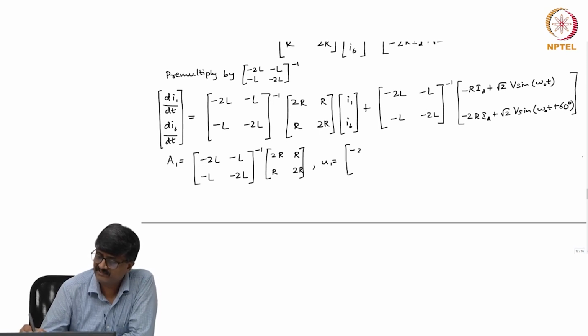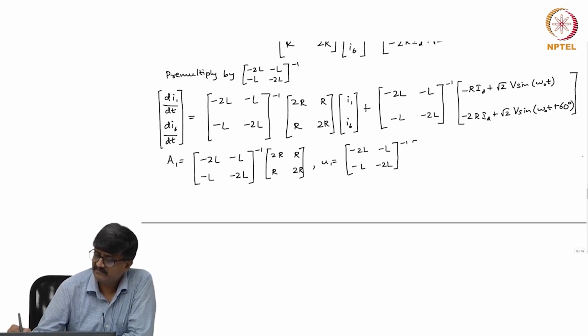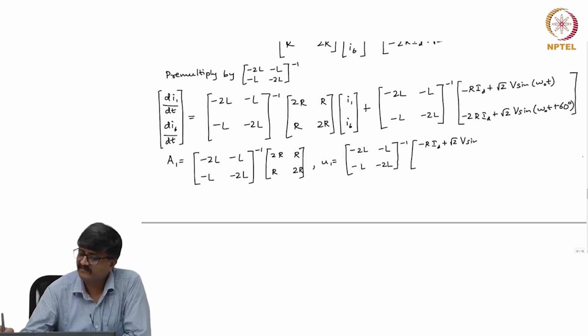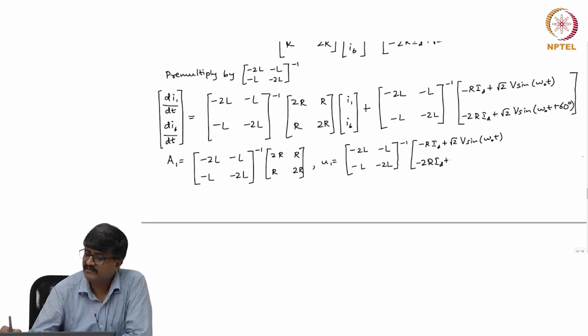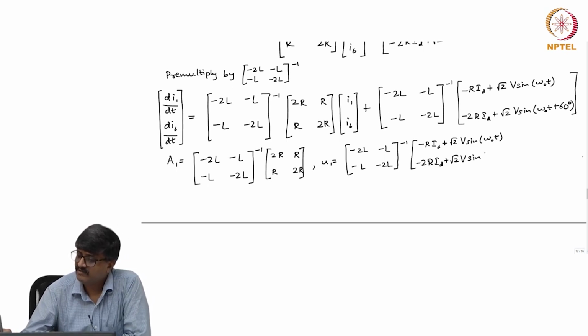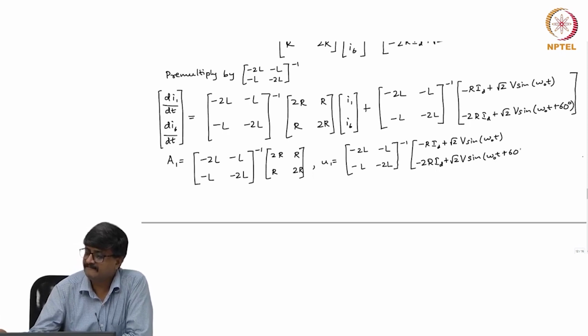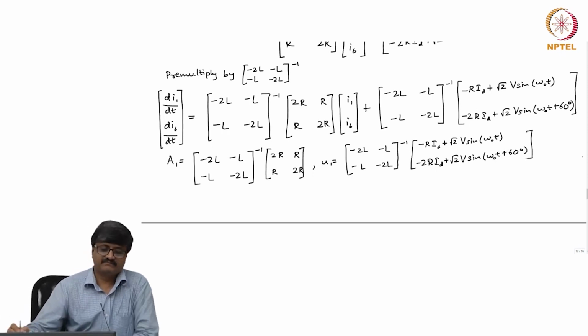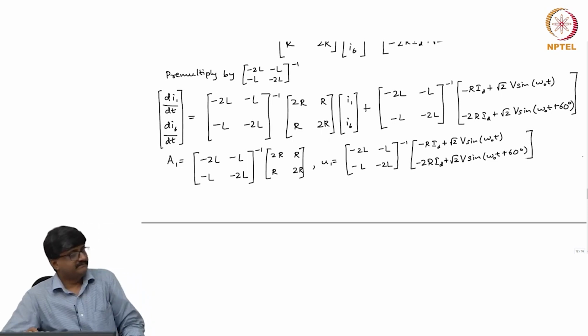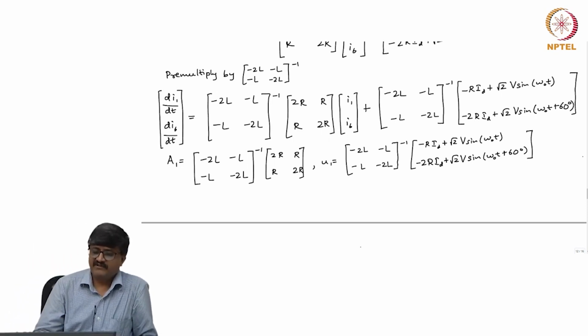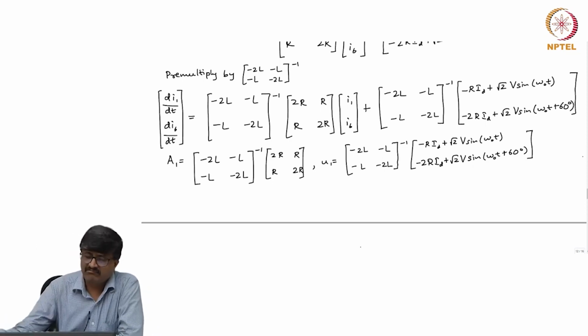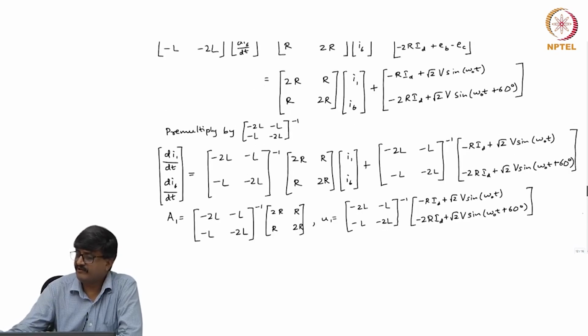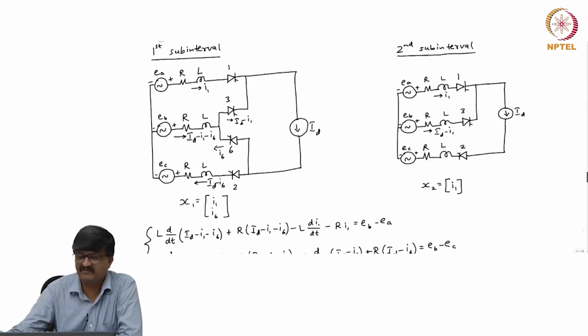So, U1 is minus 2L minus L minus L minus 2L inverse times minus RID plus root 2 V sin omega OT, minus 2 RID plus root 2 V sin omega OT plus 60 degrees. Now, this is A1 and this is U1. Now, can I say what is A2 U2 by using some previous result?